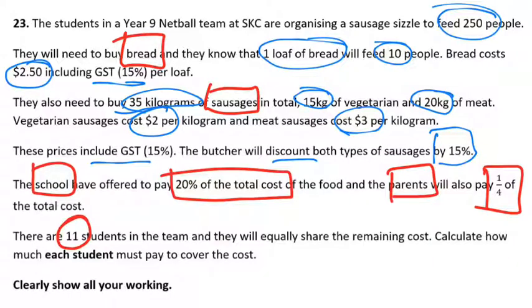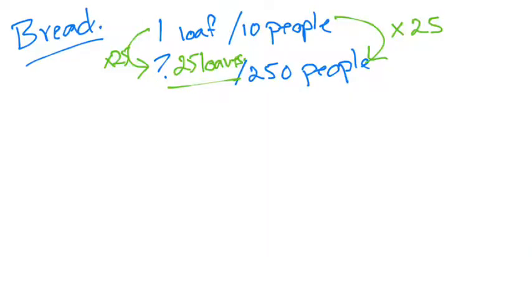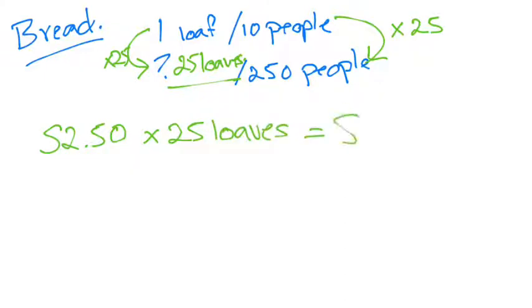Now we're told that the bread costs $2.50 including the GST. So we know we've got $2.50 per loaf, and we have 25 loaves of bread. So that will give a total cost for the bread of $62.50. So that's how much our bread will cost.